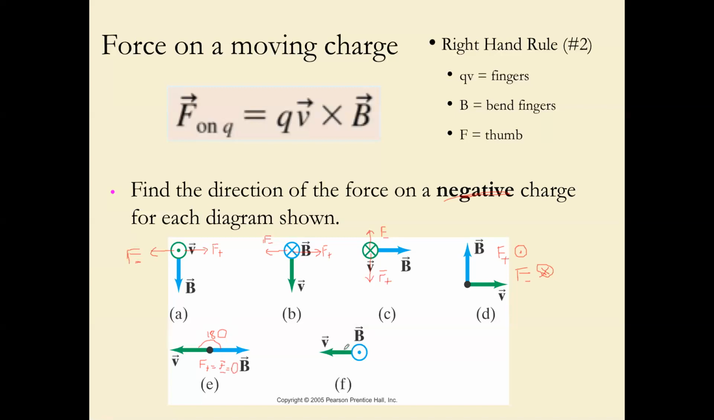In the last example, put your fingers in the direction of V, which is to the left. And then your magnetic field is out of the page. Bend your fingers out of the page, and your thumb will show you the direction of the force, which is upward. This is the F for a positive charge. For a negative charge, it will be downward.